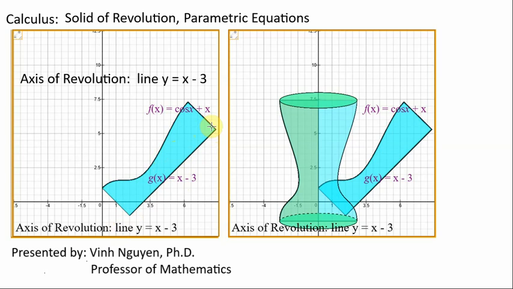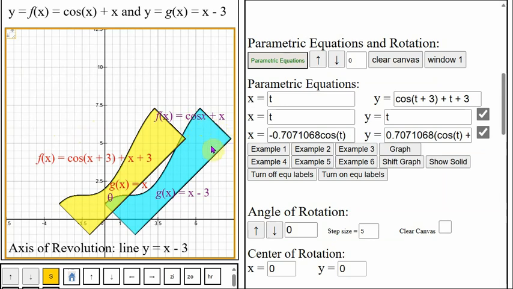And so to find the volume of the solid of revolution, I'm going to take this region first. I'm going to shift it 3 units to the left so that the axis of revolution would go through the origin. And then I'm going to rotate it 45 degrees, and then we end up with a solid of revolution that looks like this. And then we can find the volume of this solid of revolution. So here's our region again.